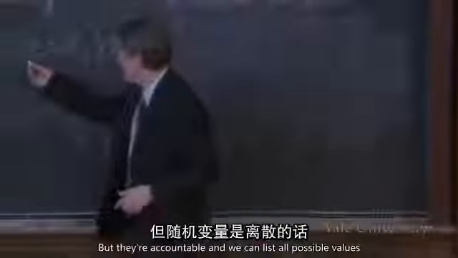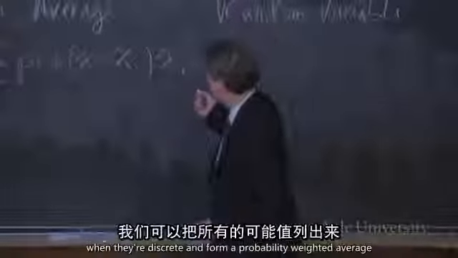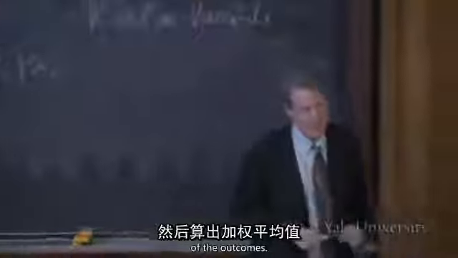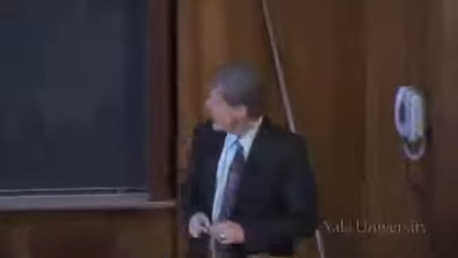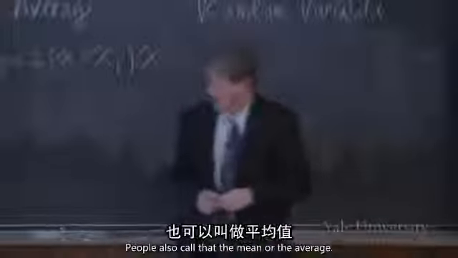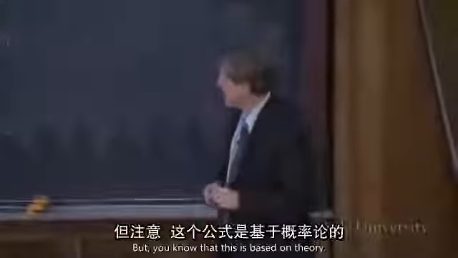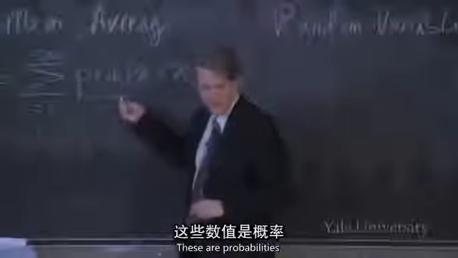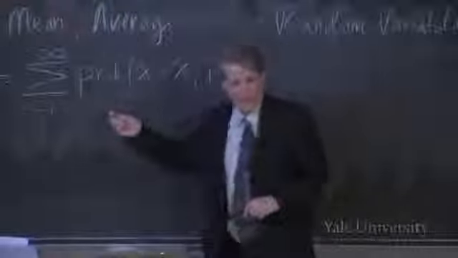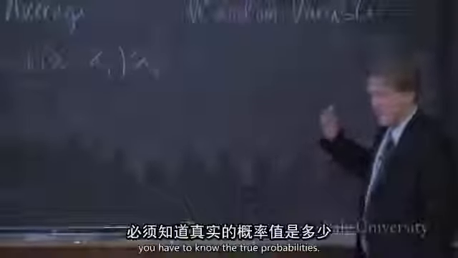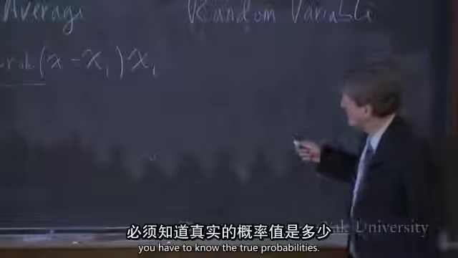And so we can list all possible values when they're discrete and form a probability-weighted average of the outcomes. And that's called the expected value. People also call that the mean or the average often. But note that this is based on theory. These are probabilities. In order to compute using this formula, you have to know the true probabilities.